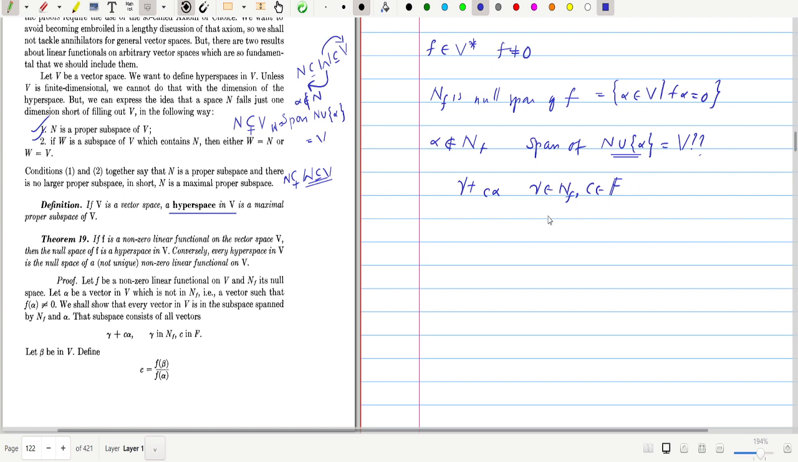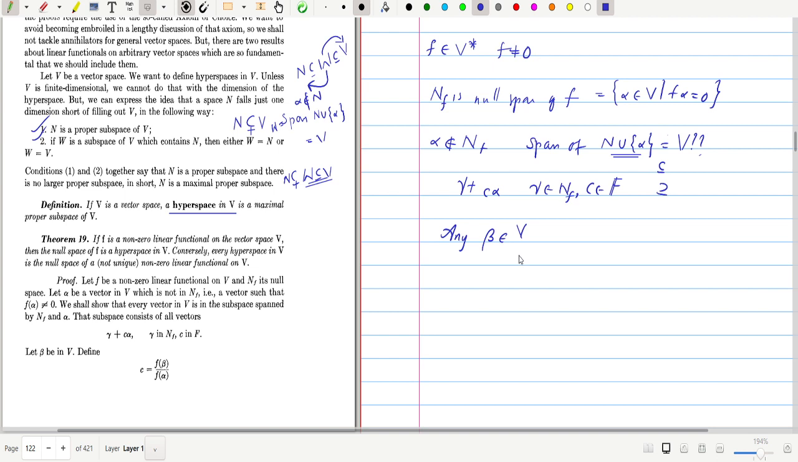That means any beta belonging to V can be written in this form. One inclusion is always there, so we need to prove the reverse inclusion. That means every element beta can be written as an element of the span of N union alpha, that is, gamma plus c alpha.